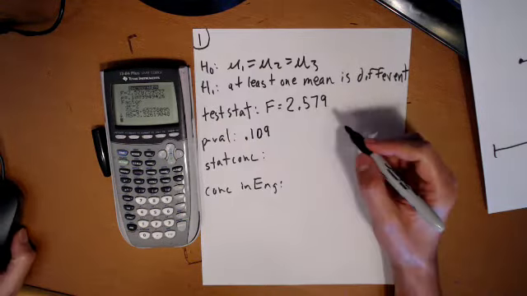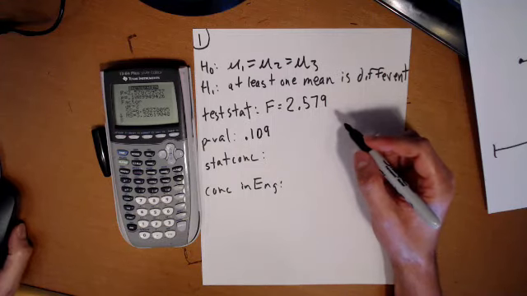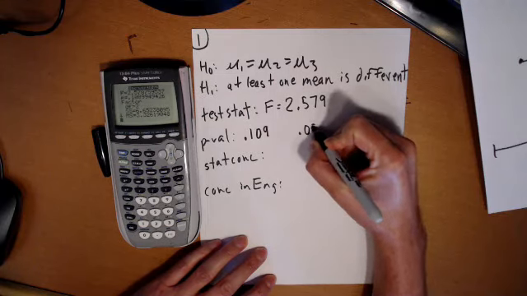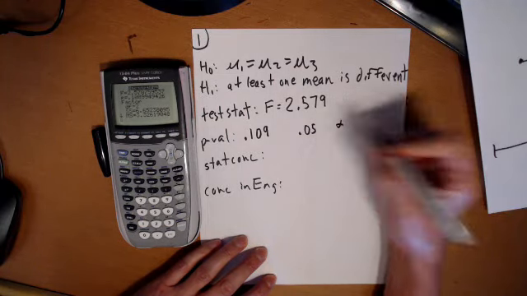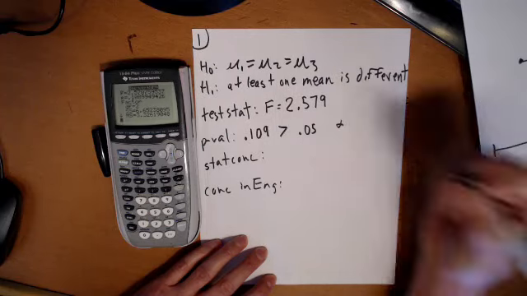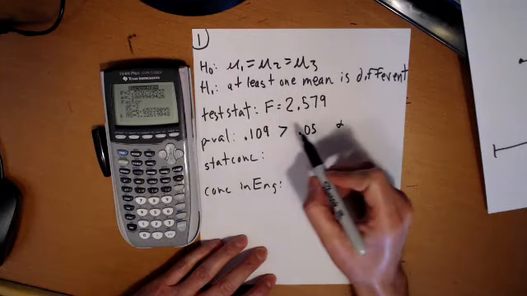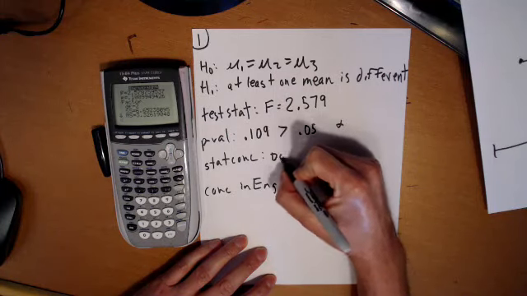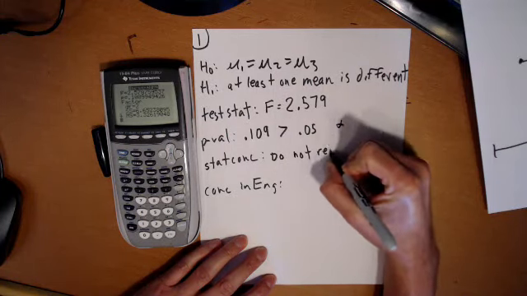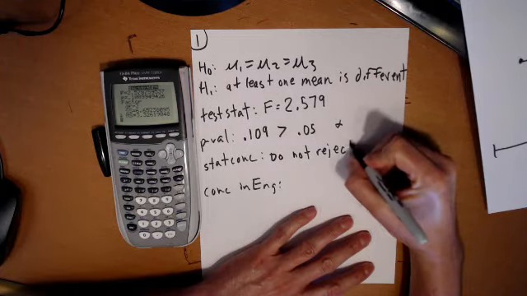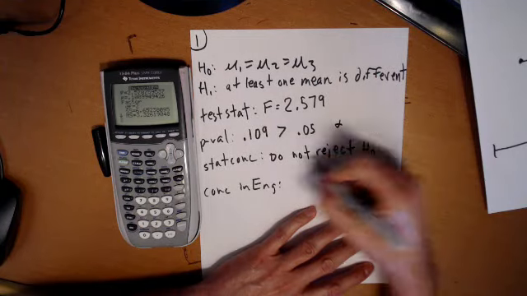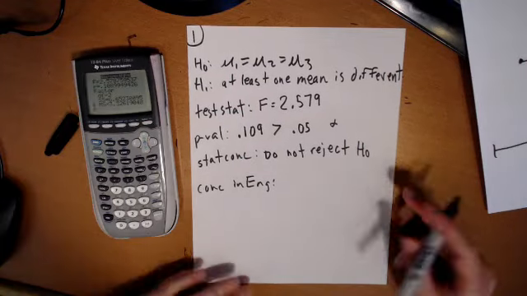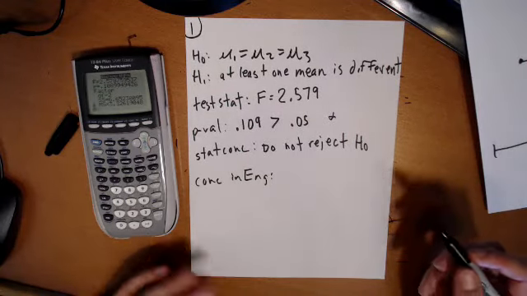So it's the same game we've always been playing. Alpha is 0.05, so how does this 0.109 compare to my alpha of 0.05? It's greater than. If my p-value is greater than my alpha, I would say do not reject H0. Fail to reject H0, do not reject H0. Our book says do not reject H0. Other books often say fail to reject H0. Same thing.